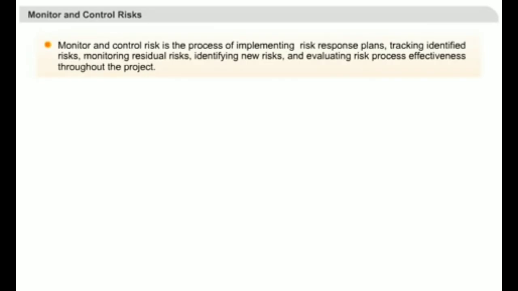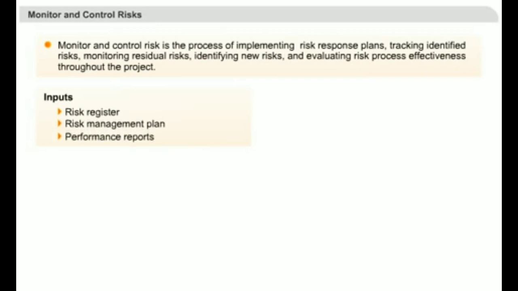Monitor and control risks. The last step in risk management is monitoring and control of the risk management activities that involves tracking identified risks, monitoring residual risks, identifying new risks, and evaluating risk process effectiveness throughout the project. The inputs to this process are risk register, risk management plan, and performance reports.